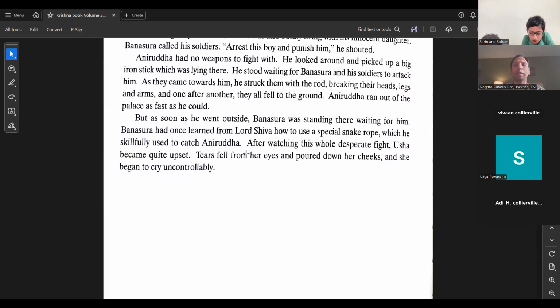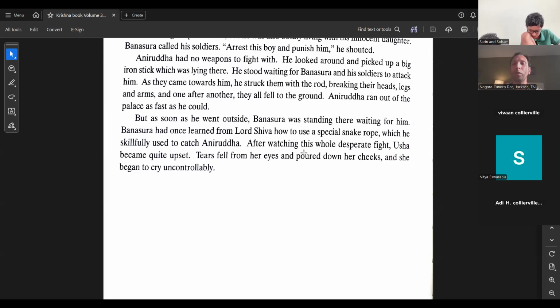As they came towards him, he struck them with the rod, breaking their heads, legs, and arms, and one after another they all fell to the ground. Aniruddha ran out of the palace as fast as he could. But as soon as he went outside, Banasura was standing there waiting for him. Banasura had once learned from Lord Shiva how to use a special snake rope, which he skillfully used to catch Aniruddha.